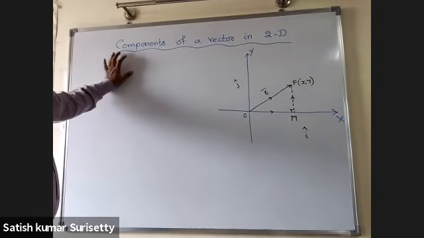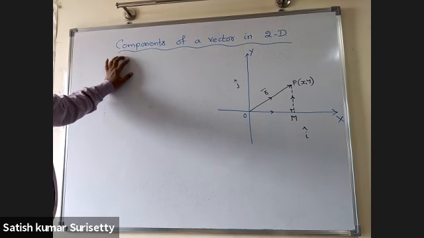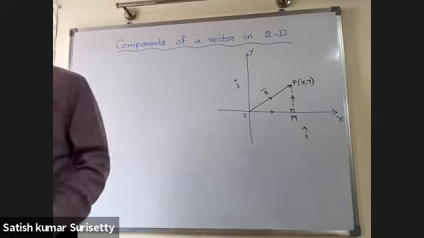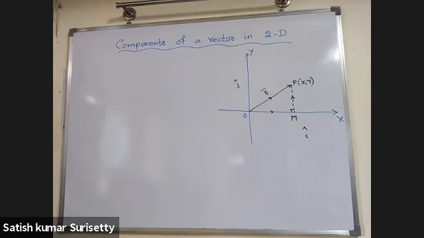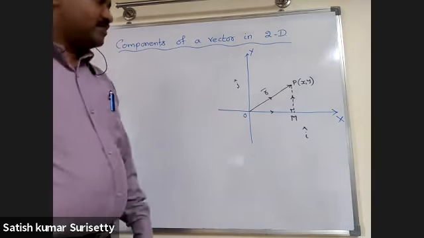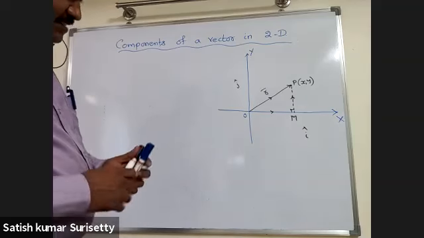Components of a vector in 2D. Let P(x, y) be any point in the plane. i cap and j cap are two unit vectors along x-axis and y-axis respectively. Draw PM perpendicular to x-axis.